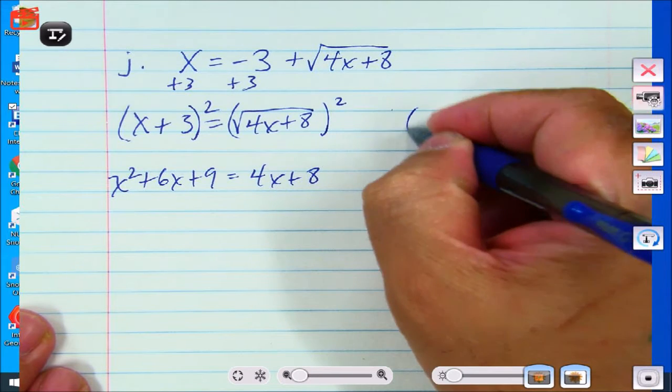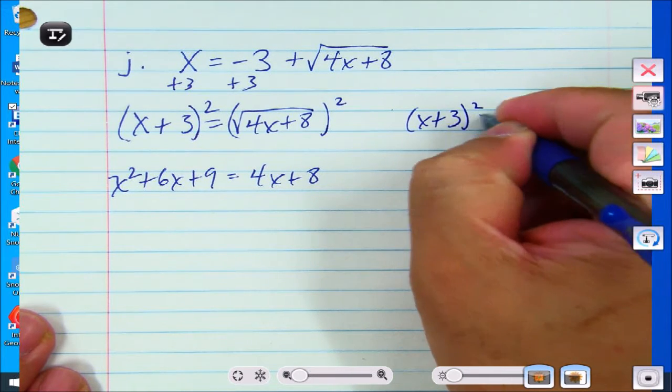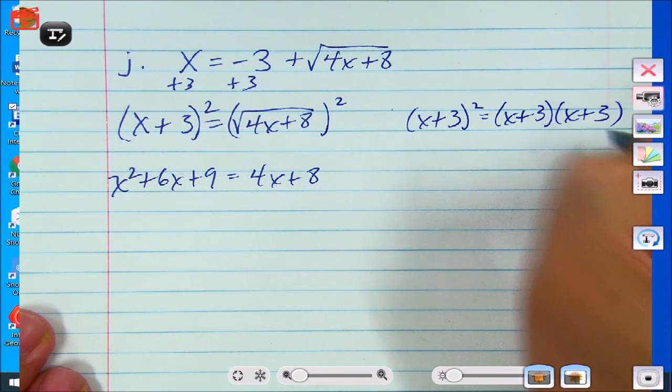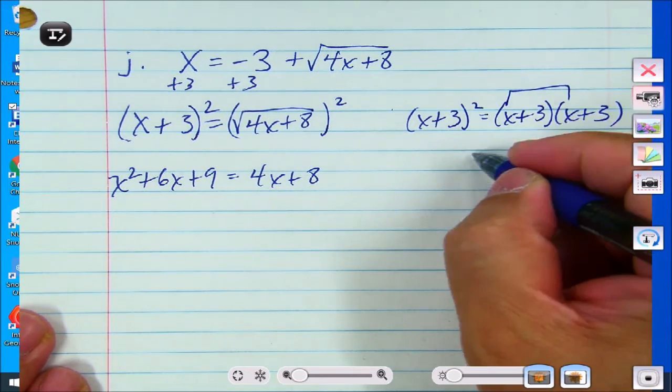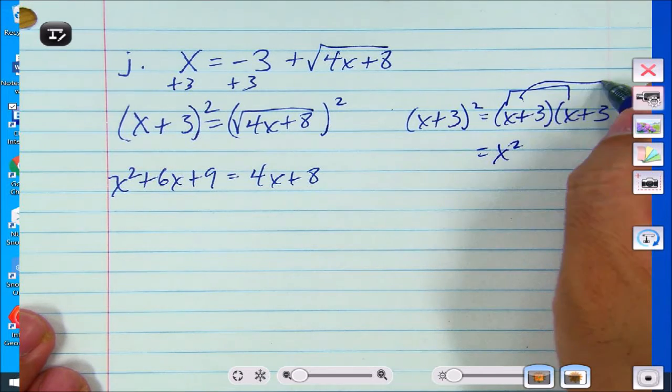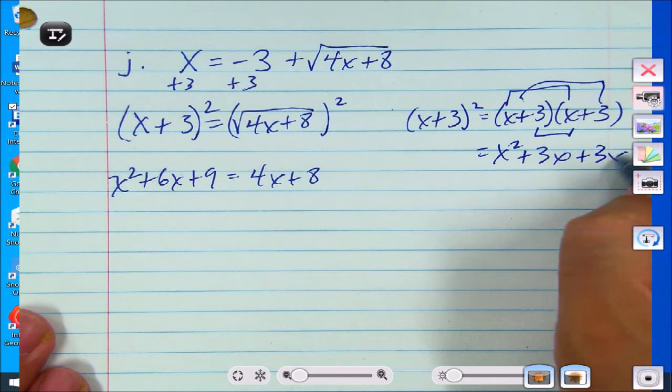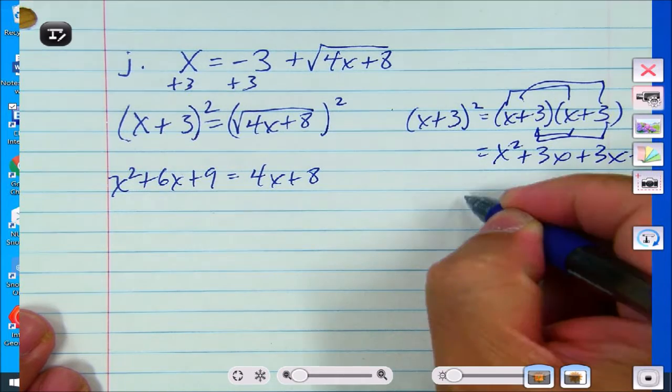If I have x plus 3 squared, that's going to be x plus 3 times x plus 3, right? So you do x times x is x squared. x times 3 is 3x. 3 times x is 3x. 3 times 3 is 9.